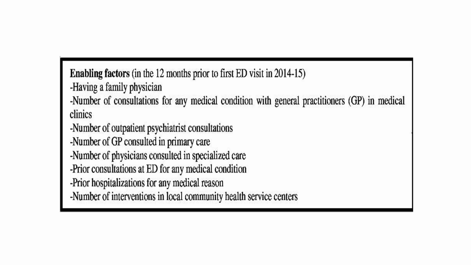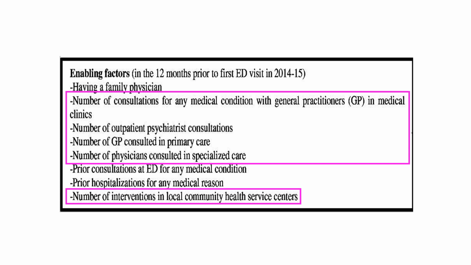Under enabling factors, the responses to question type of variables, like having a family physician, prior emergency department consultation, and hospitalization, imply a dichotomous yes-no response, which are considered nominal. Number of consultations for any medical condition, number of outpatient psychiatric consultations, number of GP consulted in primary care, number of physicians consulted in specialized care, and number of interventions in local community health services are ratio in scale.